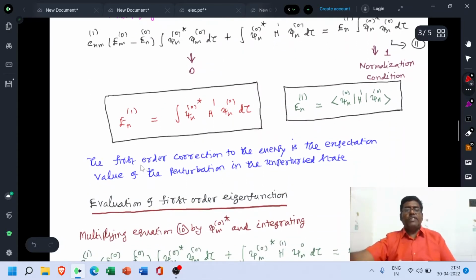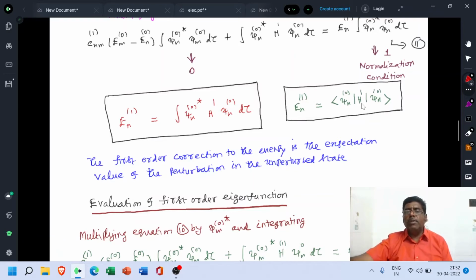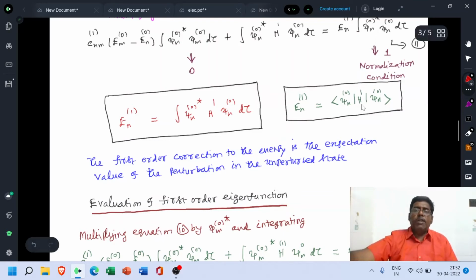Now the first order correction to the energy is the expectation value of the perturbation in the unperturbed state. You should know the meaning of this statement. The first order correction to the energy, En1, is the first order energy correction term, that is the expectation value. Expectation value is the most probable value. If you do one experiment in so many trials, among the so many trials we can get one particular value most of the time. That value is called the most probable value or expectation value.